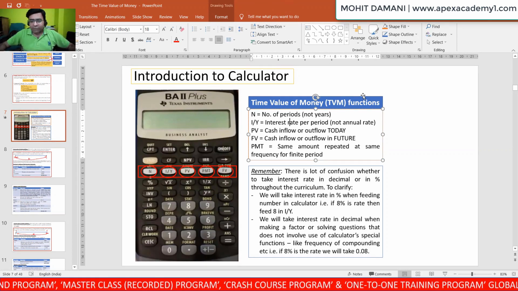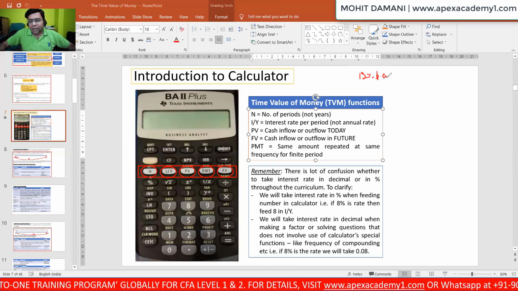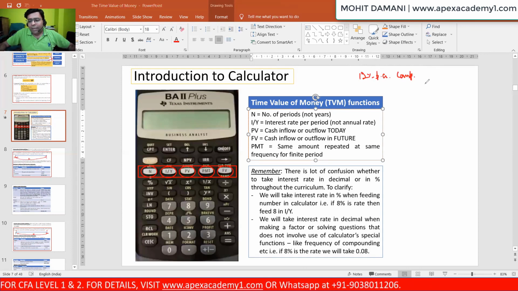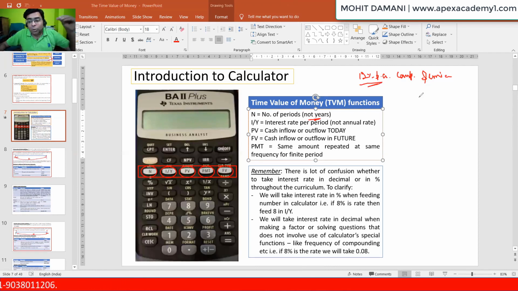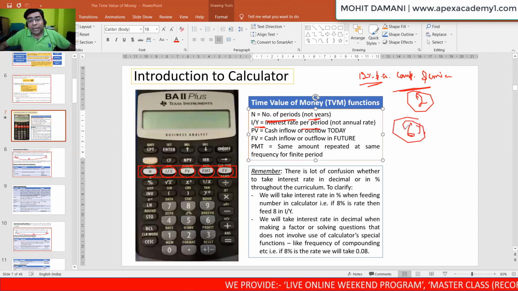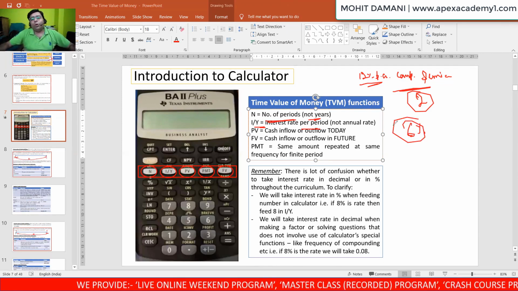So suppose it is 12% per annum compounded semi-annually, then what is your N? So for 1 year the N is 2. N means number of periods the compounding is happening, not number of years. I/Y is interest rate per period of compounding. So in every 6 months, what is the interest rate? That is 6%.